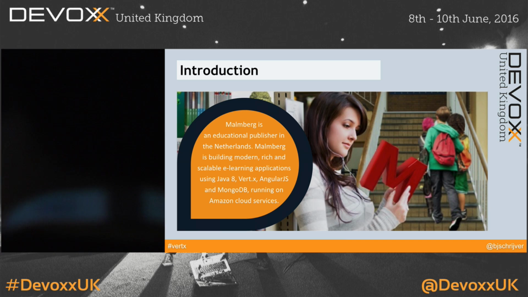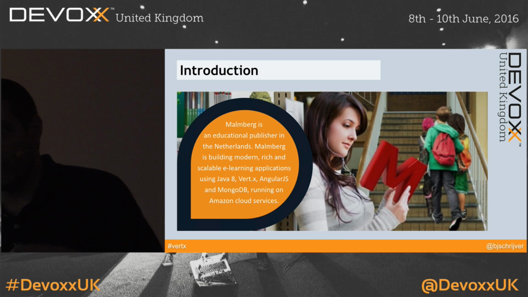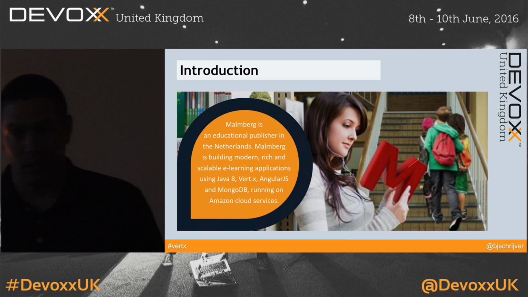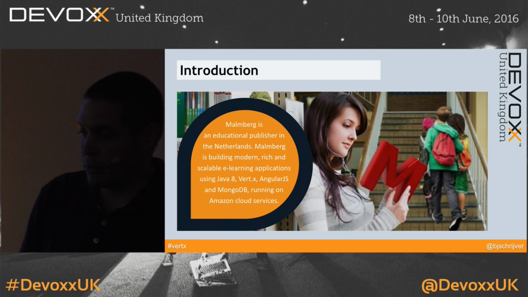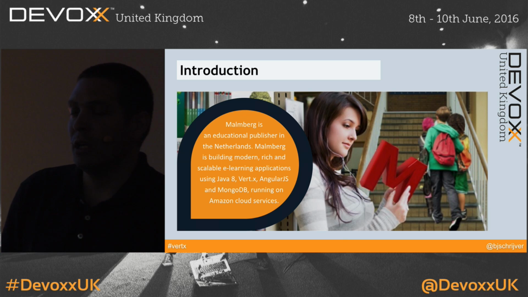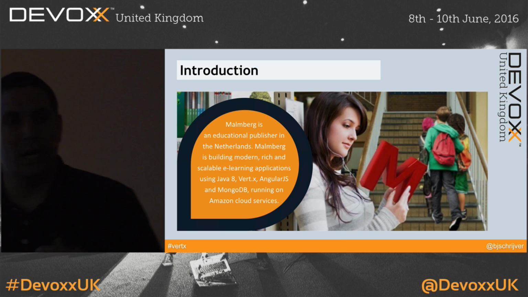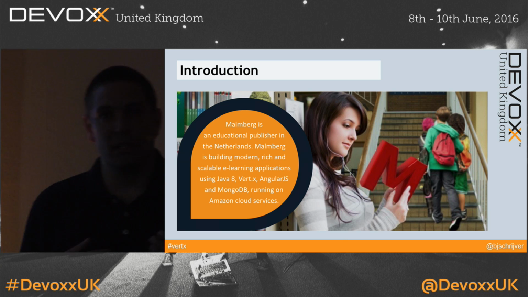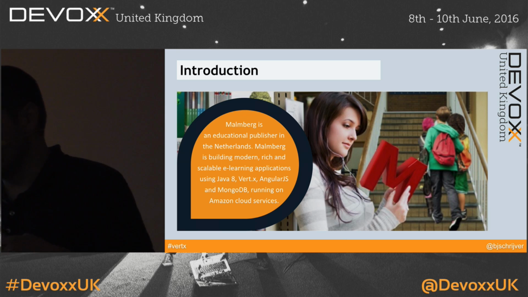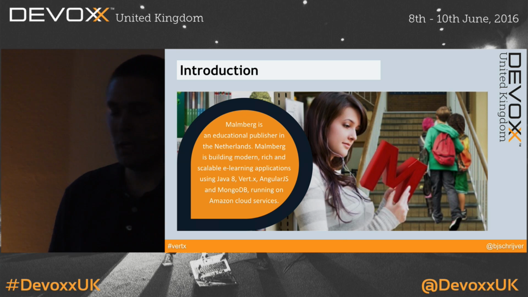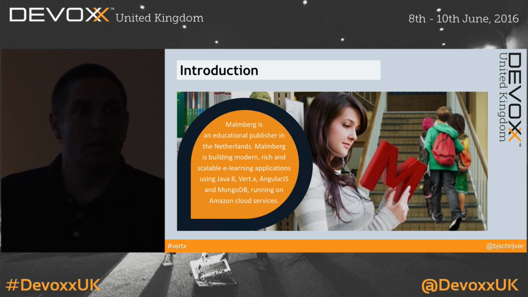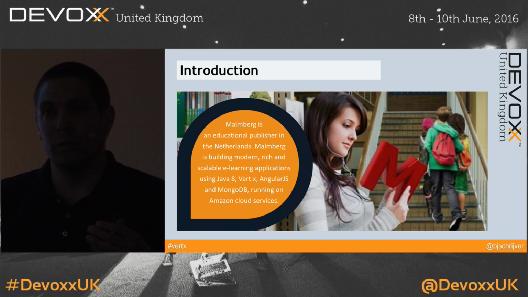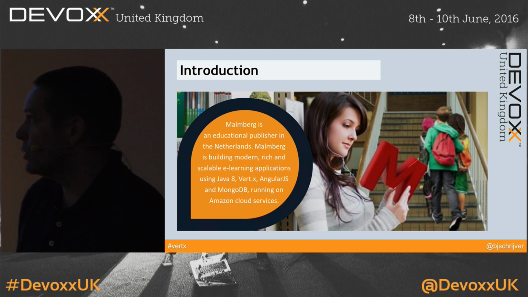So about Malmberg. Malmberg is an educational publisher, which means that Malmberg makes books for schools. Besides books, Malmberg also produces web applications, which are e-learning systems used by primary education, secondary education, and professional education. So these are basically digital books used in classrooms and on iPads, where students can make exercises, read the lesson material, where teachers can view the progress of students and plan assessments and such. So they're basically building digital classrooms there.